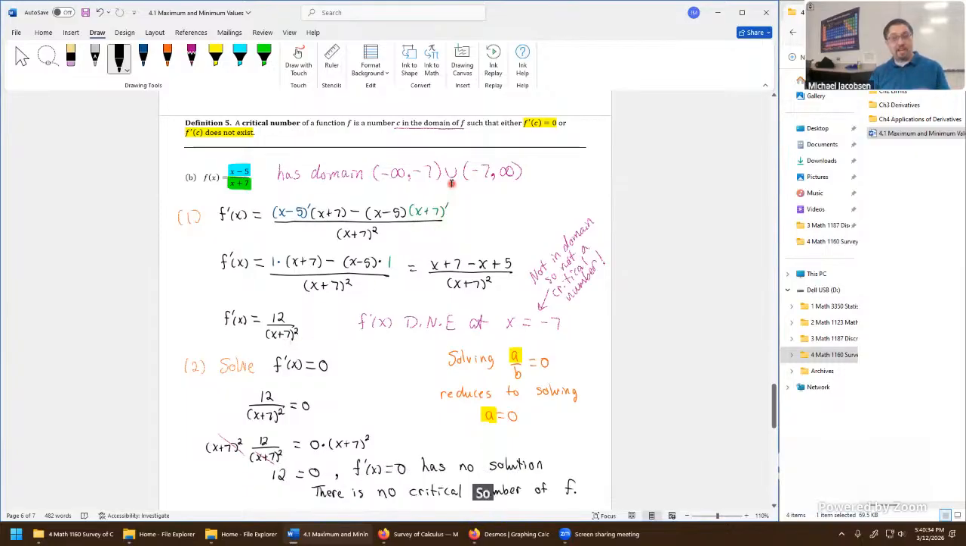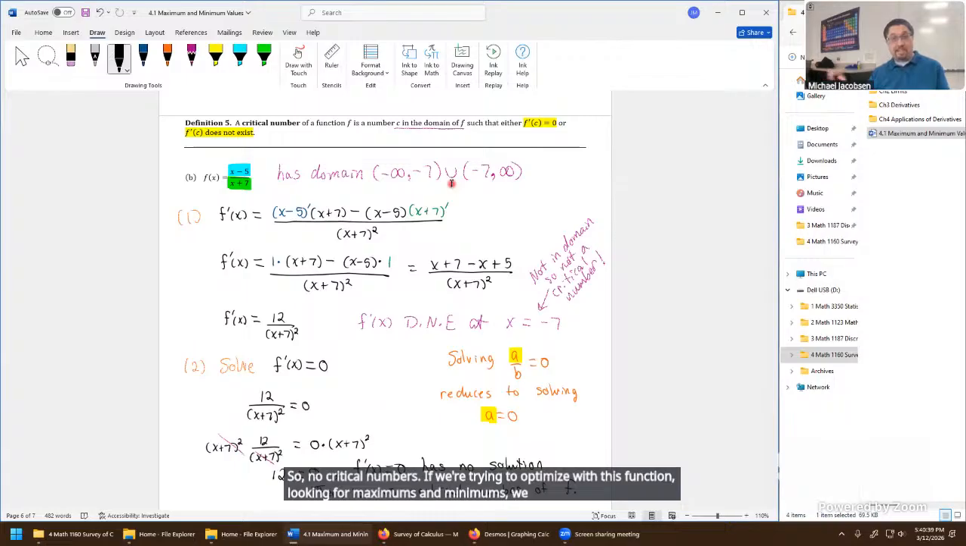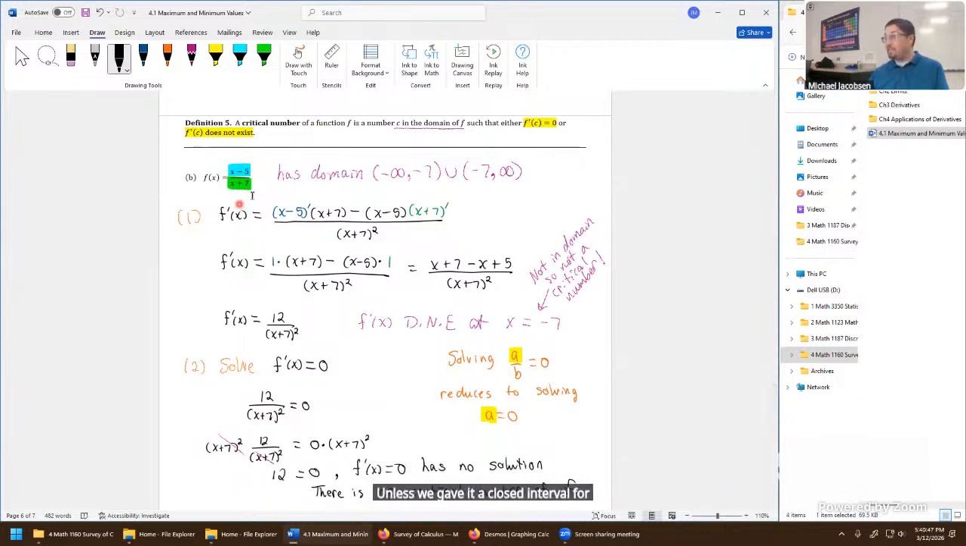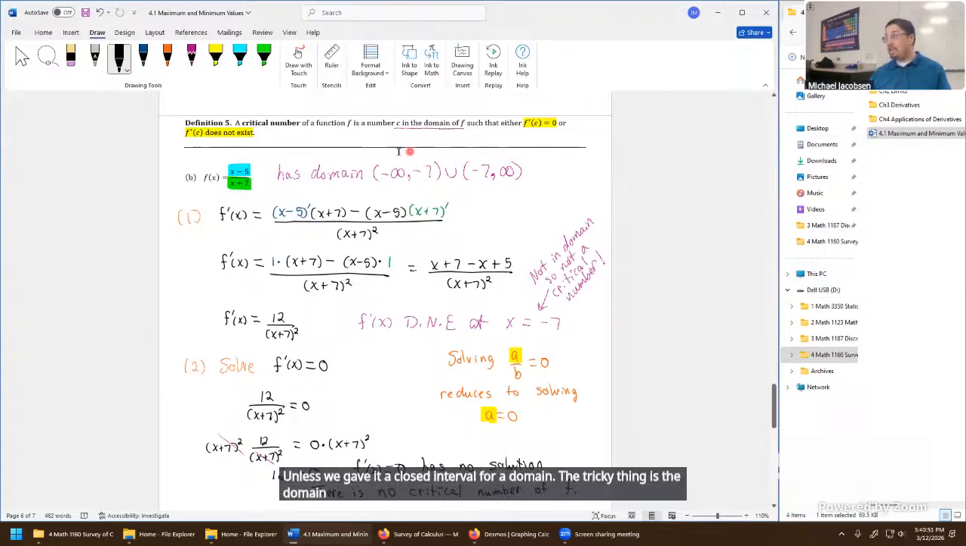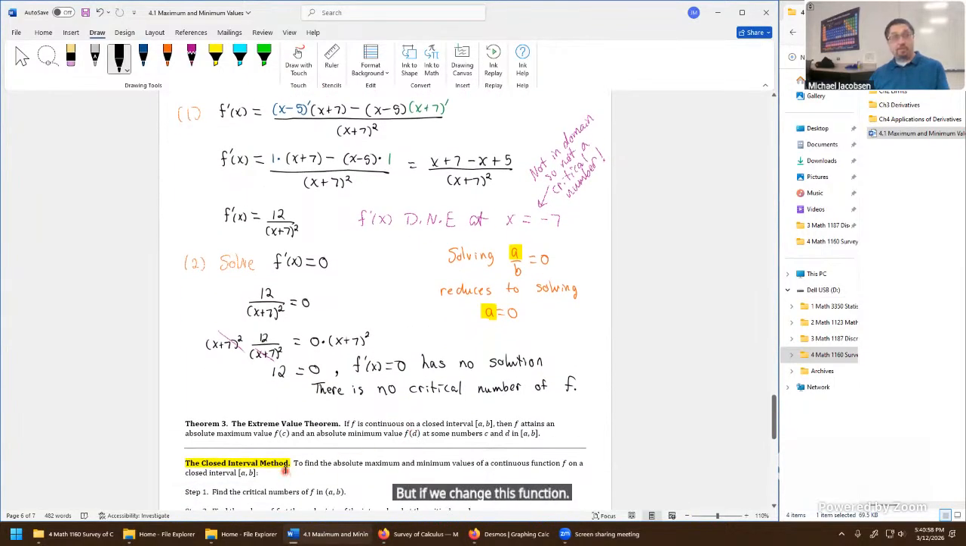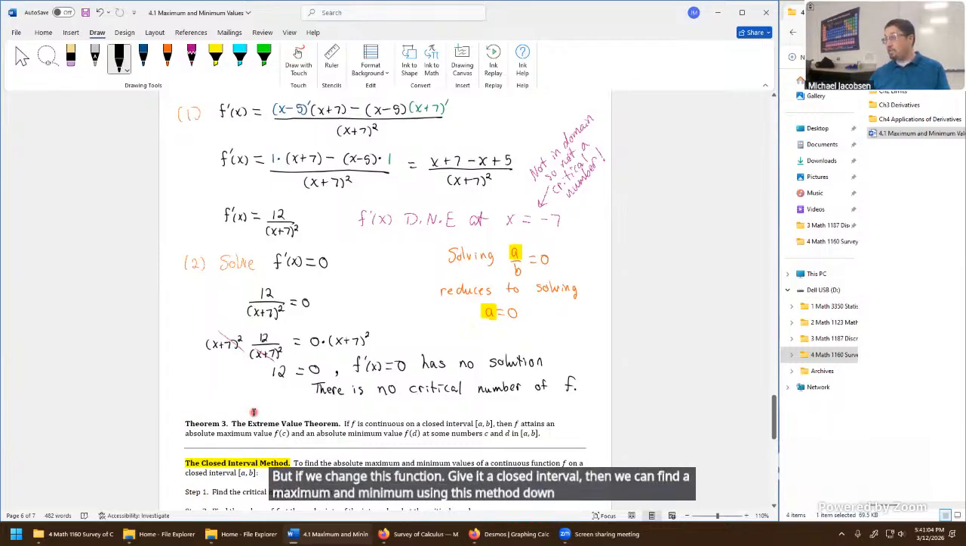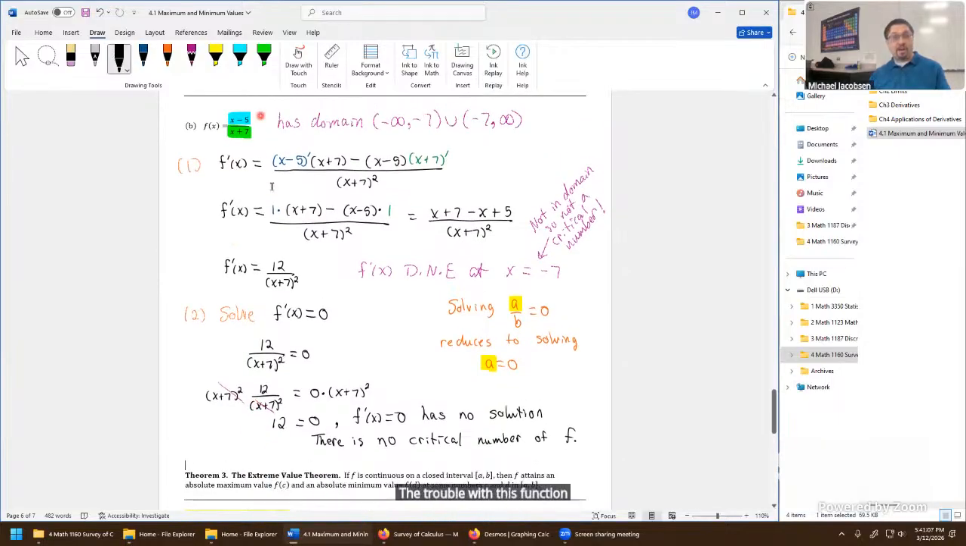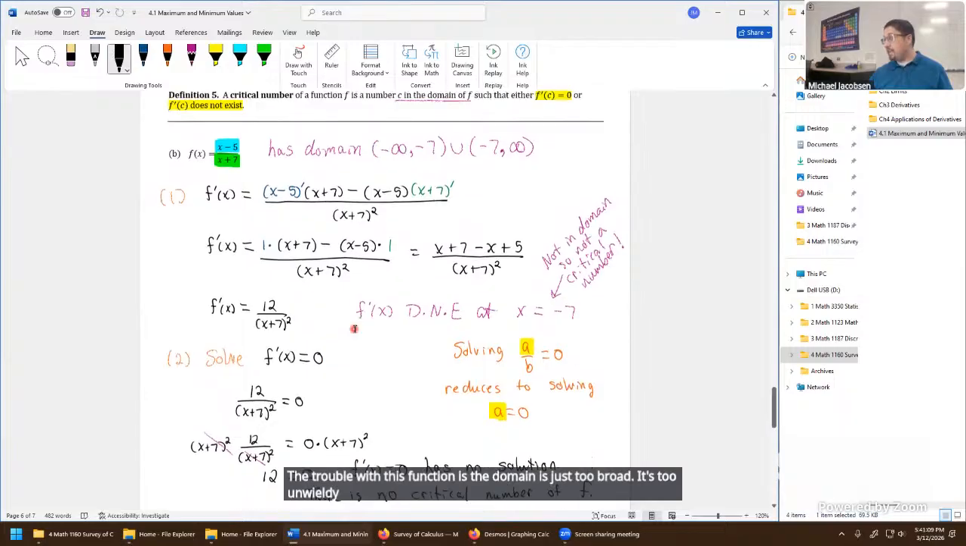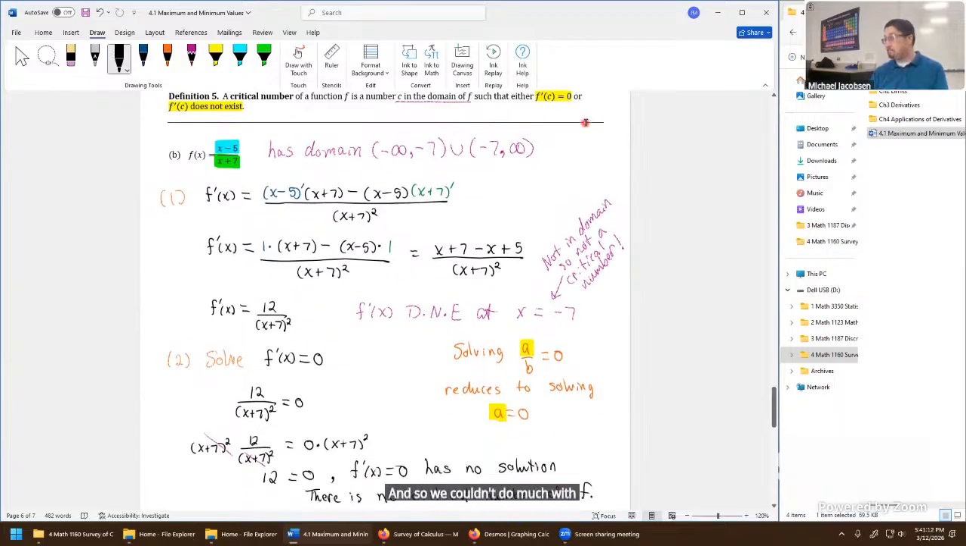So no critical numbers. If we're trying to optimize with this function, looking for maximums and minimums, we just lost our biggest set of tools, making this a pretty tough function to work with. Unless we gave it a closed interval for a domain. The tricky thing is the domain is as large as we can imply, just removing the one bad value. But if we change this function and give it a closed interval, then we can find a maximum and minimum using the method down below. The trouble with this function is the domain is just too broad. It's too unwieldy to work with, and so we couldn't do much with this one.